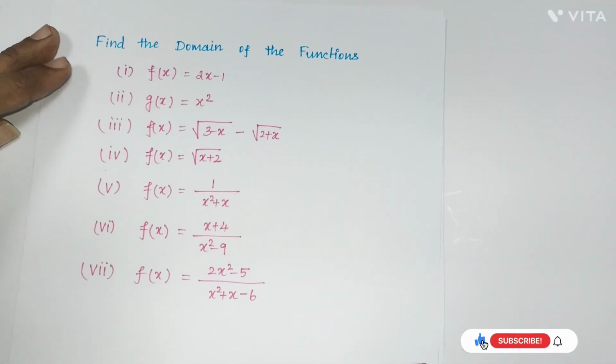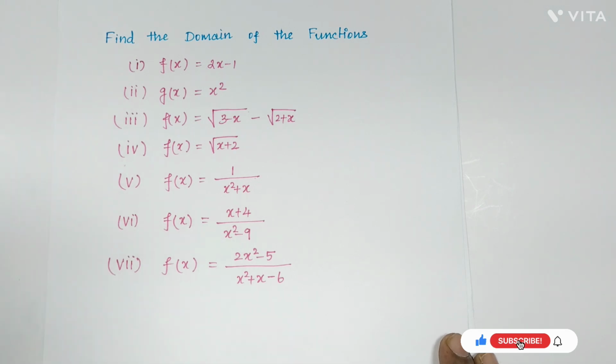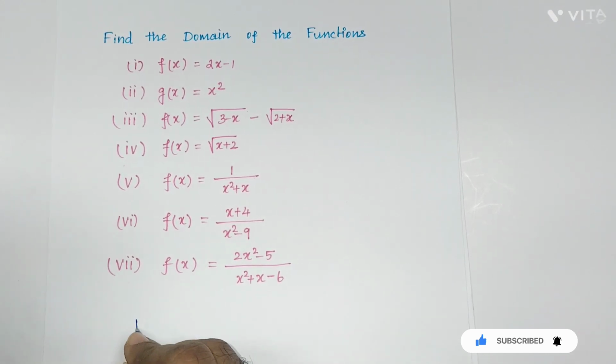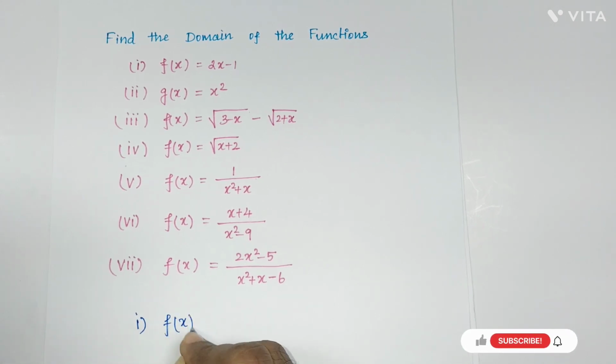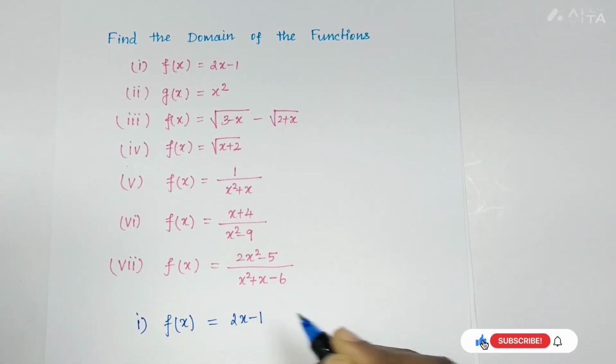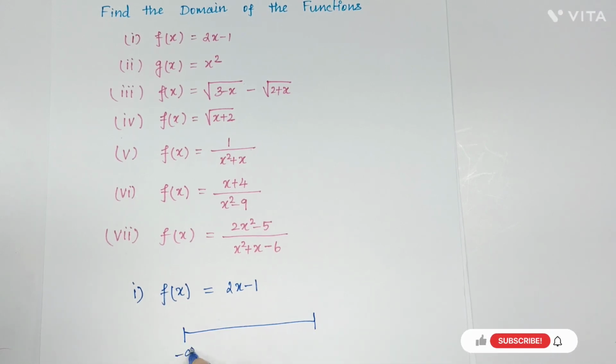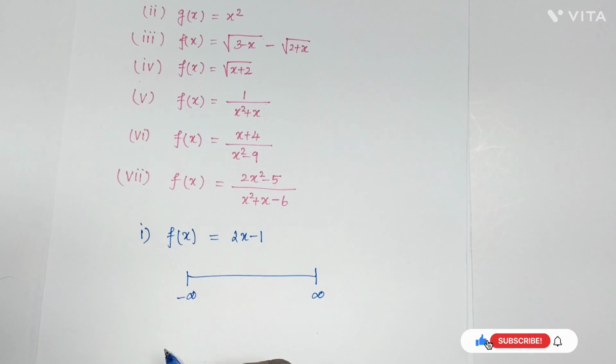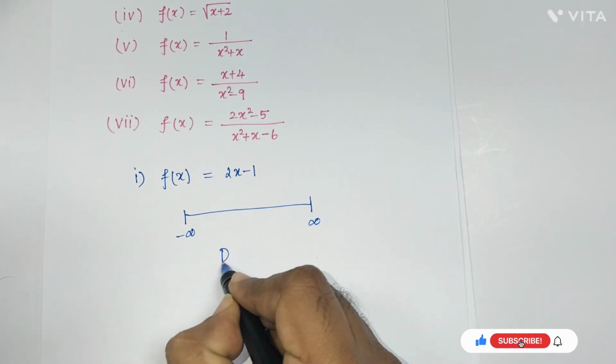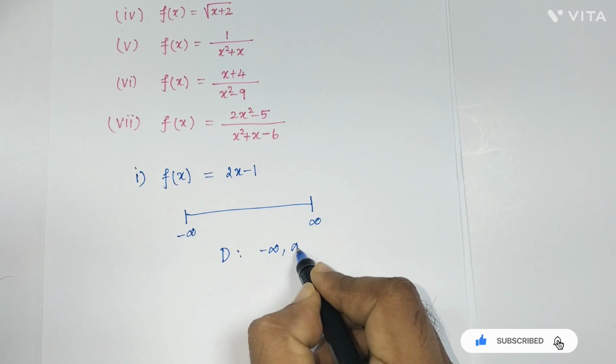For example, here we can take a few more functions. Find the domain of the function. So the first one is f of x is equal to 2x minus 1. So the function is a simple function. There is no denominator term or there is no square root term. Simply we can take any number, but it should be a real number. Minus infinity to plus infinity we can take. So the domain we can write simply minus infinity to plus infinity.